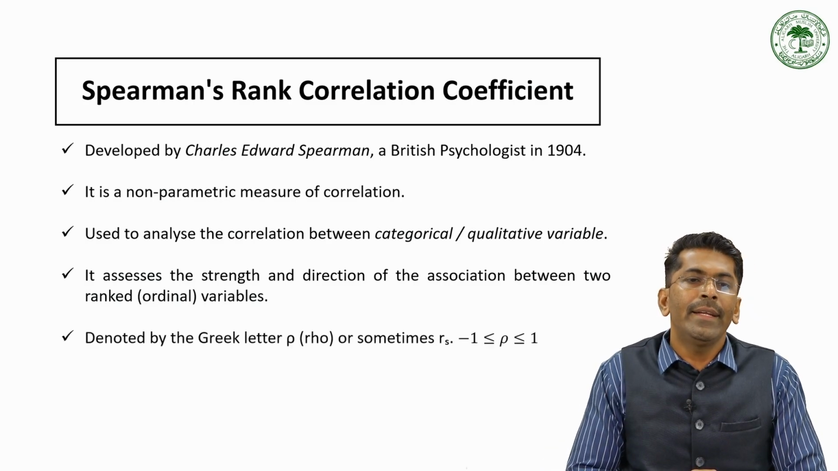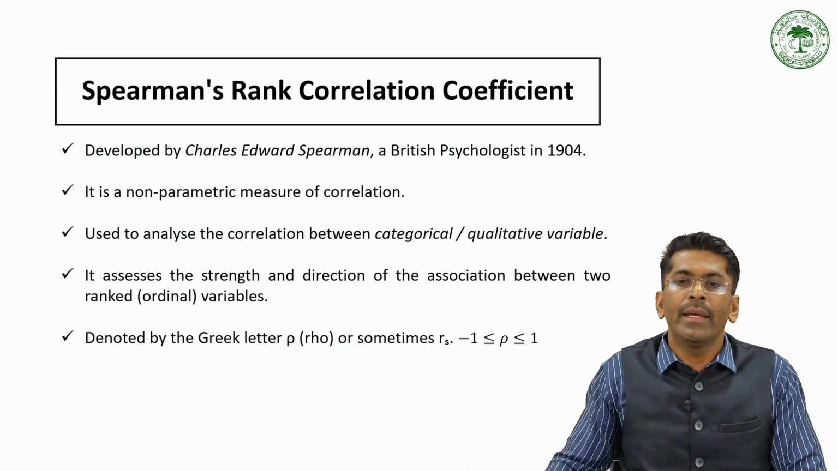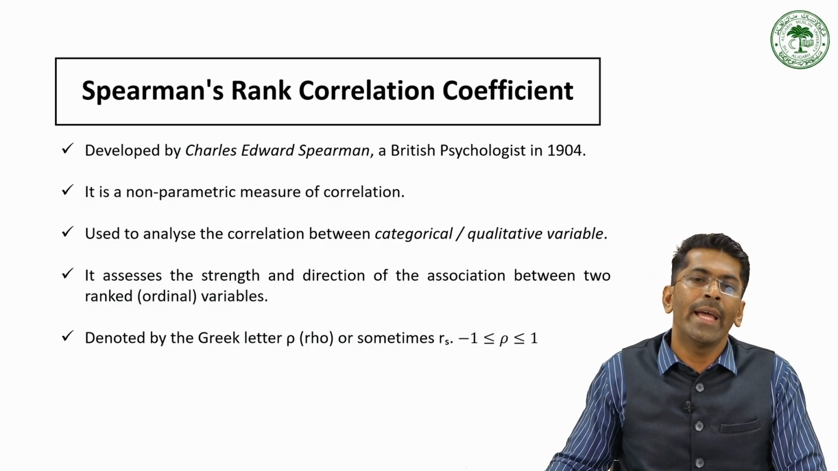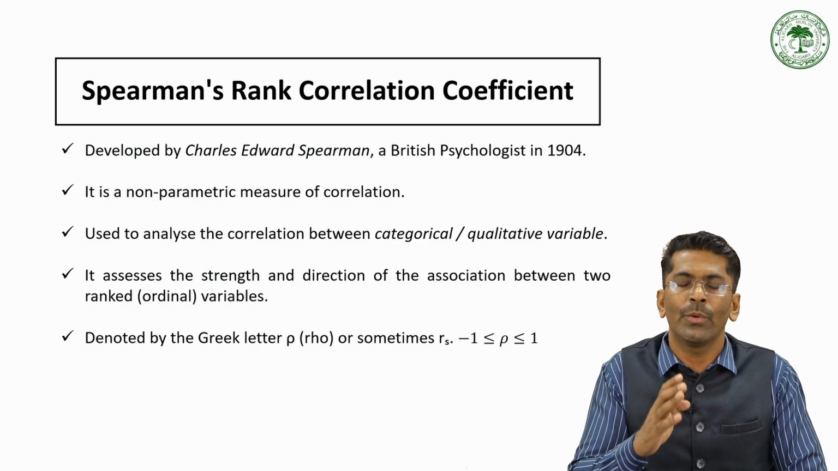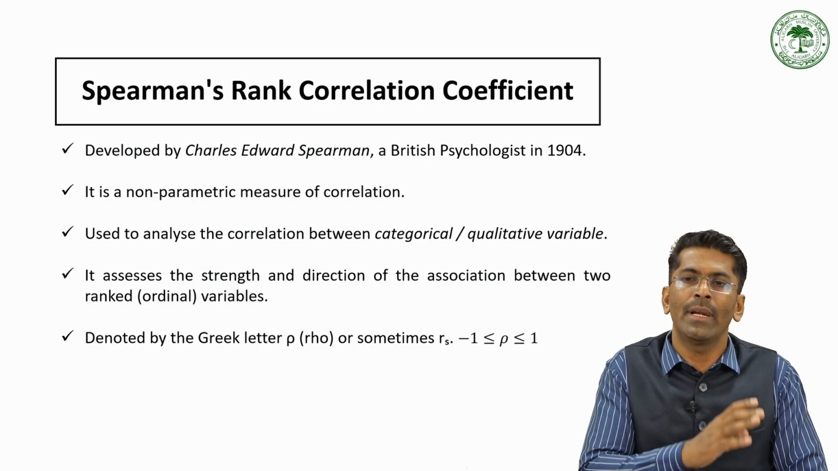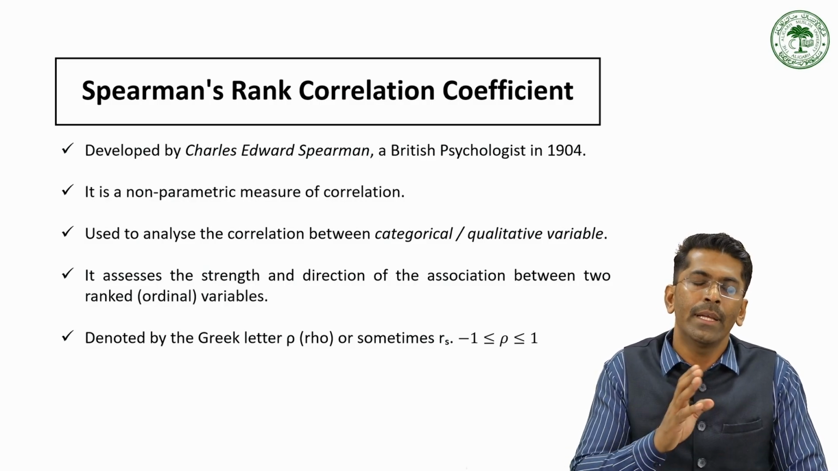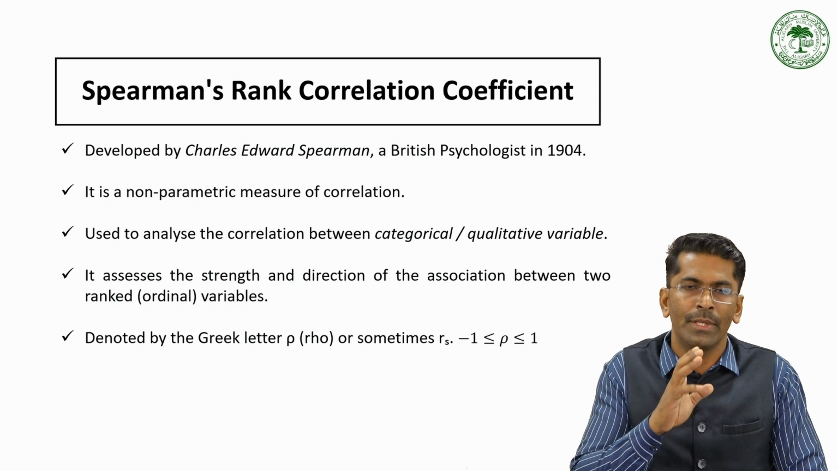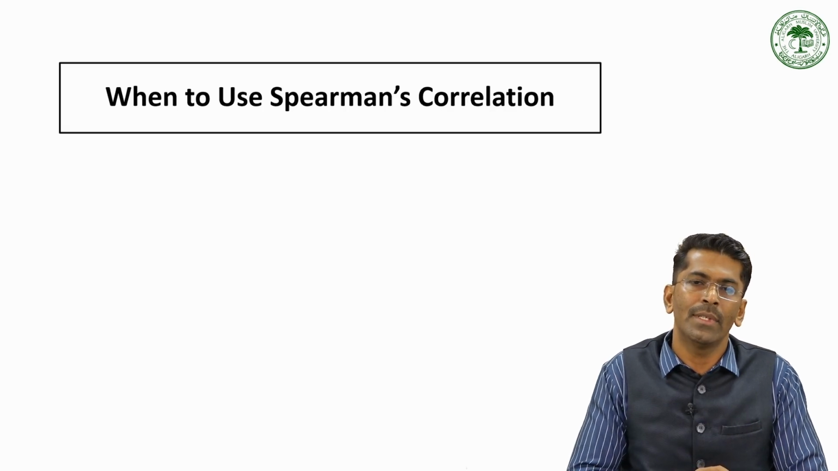It is generally denoted by the Greek letter rho. Here also, rho lies between -1 and +1, where -1 shows that there exists a strong negative relationship, and a value near +1 shows a positive relationship between the variables.